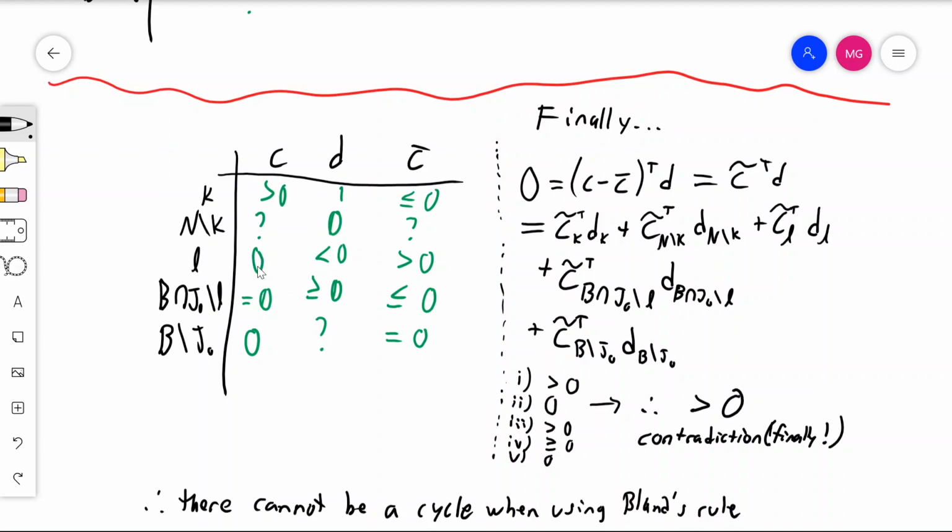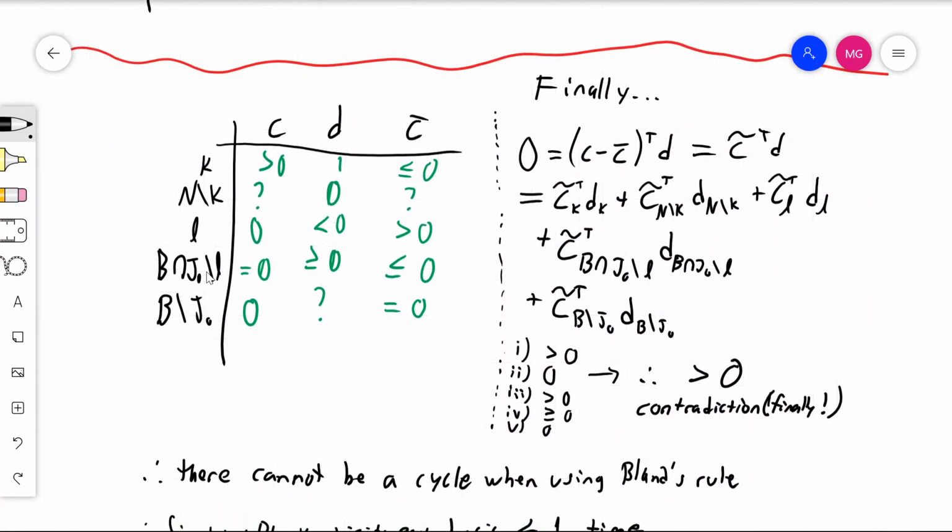For the third part, we have 0 minus something positive, that's negative, and then you times by D, and that's negative, so then negative times negative is positive. So part 3 is positive. And then for the next part, 0 minus something less than or equal to 0, that's greater than or equal to 0, and times greater than or equal to 0, and you get, again, greater than or equal to 0.